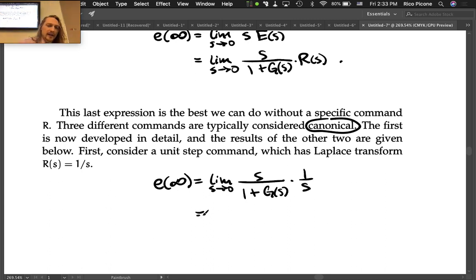Now, we have a nice thing happen here, right? The s's cancel. I mean, nice, depends on how you look at it. I mean, you might have been like, I was fine with the s there. I didn't have any particular persuasion either way. But this just leaves us with the limit as s goes to 0 of 1 over 1 plus g of s.